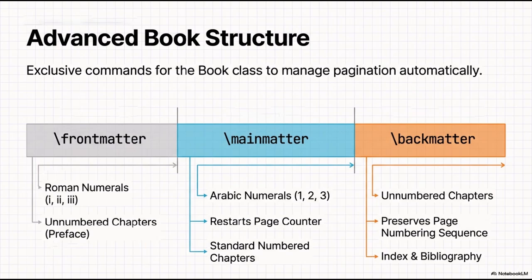Front matter switches your page numbering to Roman numerals, perfect for things like a preface. Then main matter kicks off the regular Arabic numbering for all your main content, and back matter handles things at the end, like the index, where chapters are usually unnumbered. It's such a beautiful, elegant system.